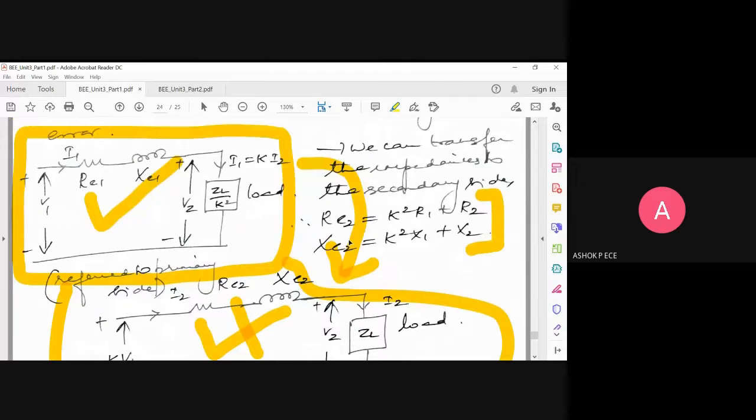So remember one logic: when you transform any component from secondary to primary, divide by k square. When you transform voltage from secondary to primary, divide by k. When you transform current from secondary to primary, multiply by k. If you do the reverse, you have to do the reverse. Other things will naturally be the reciprocal. If from secondary to primary you are dividing by k square, then from primary you have to multiply by k square, right? Same thing.